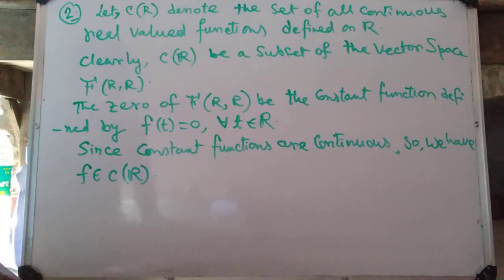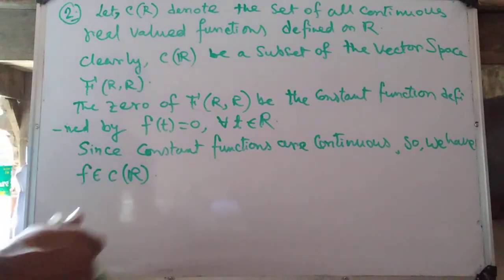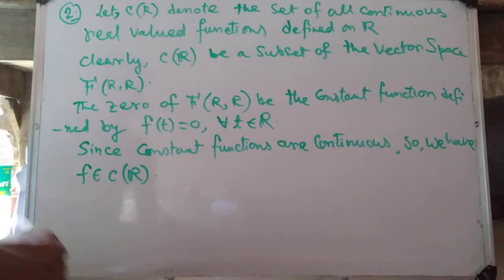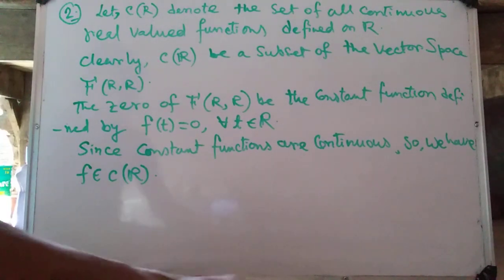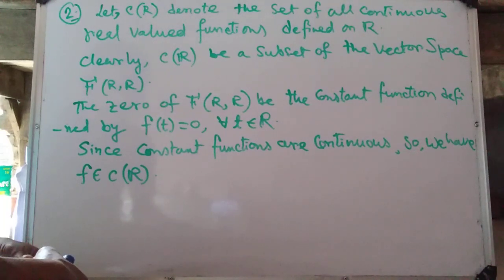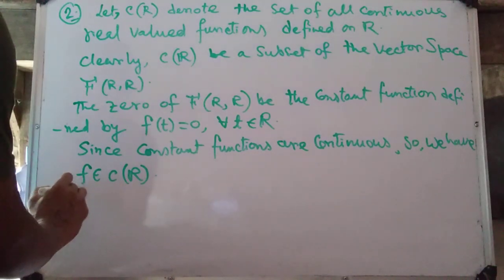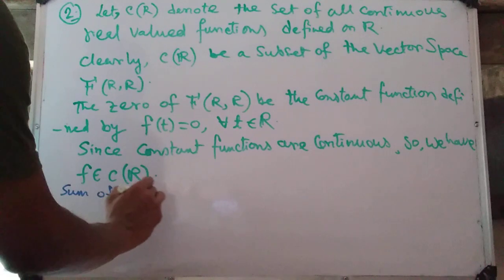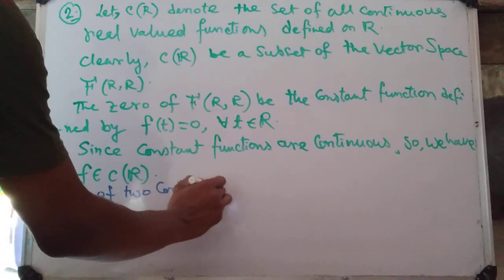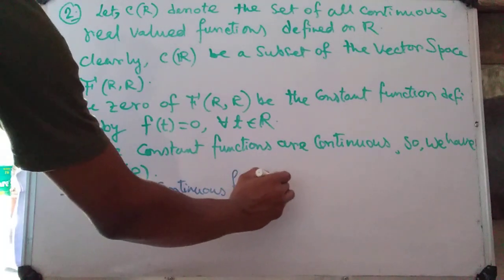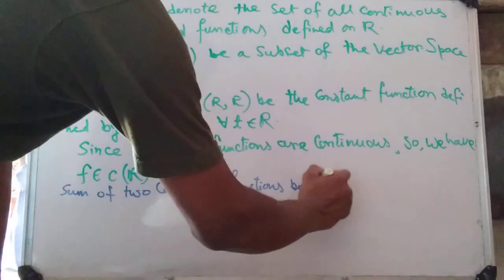So the zero function belongs to C(R). Now we discuss that the sum of two continuous functions is continuous.